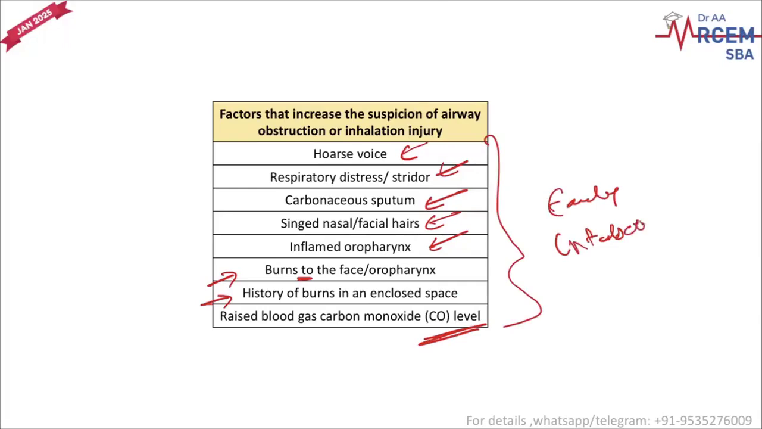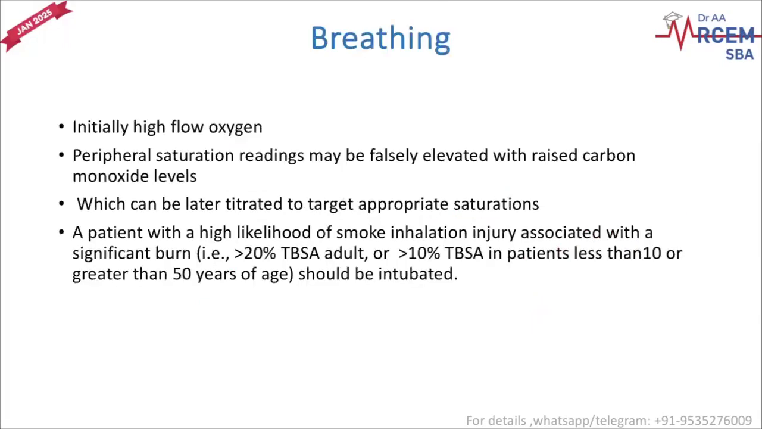So remember, this one also has been tested in previous exams. Next, we are coming to the breathing. In breathing, it is always advised that you start on high flow oxygen. Later on, you can titrate it down. Why? Because sometimes carbon monoxide poisoning might be present because it is a burn. The burn might be because of burning wood; basically, the patient might have inhaled the soot, leading to high carbon monoxide levels and carbon monoxide toxicity. For that particular reason, start on high flow oxygen. Later, you can titrate it down to the appropriate saturations required.